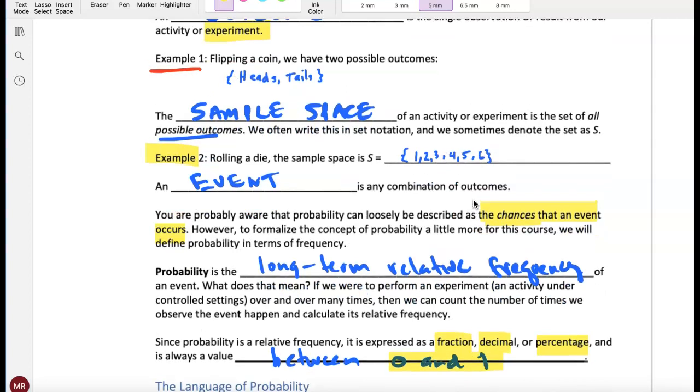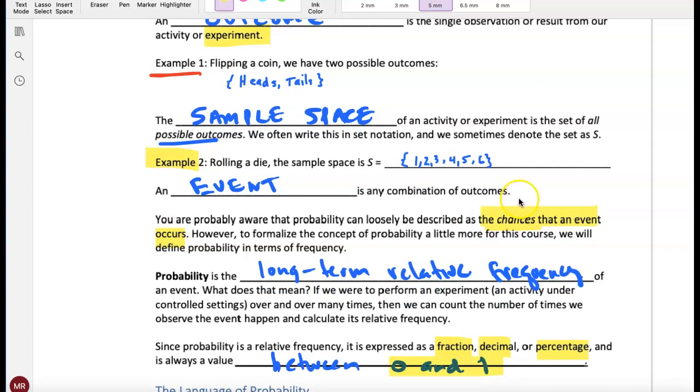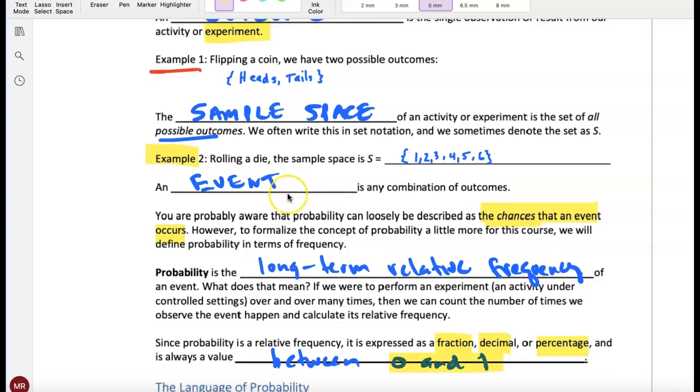We use another word called an event, which is a combination of outcomes. So when we think about more than one outcome, we can think about an event as a combination of outcomes happening at the same time. Keep in mind that one outcome is also an event too, so sometimes it gets confusing. But in general, when we talk about an event, we're talking about multiple outcomes happening, a combination of them, but one outcome is also an event too.